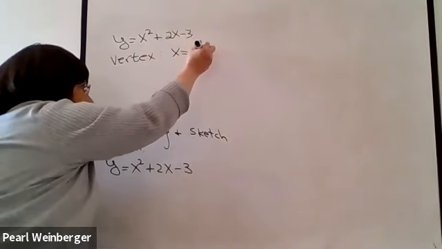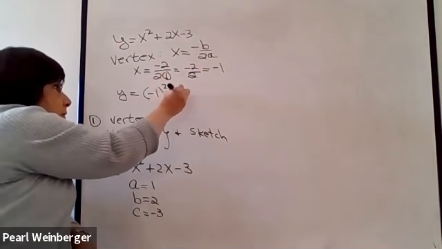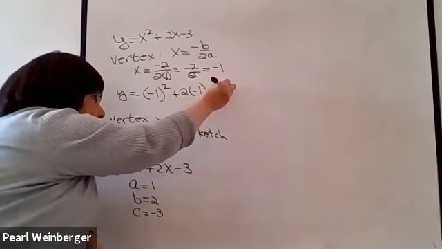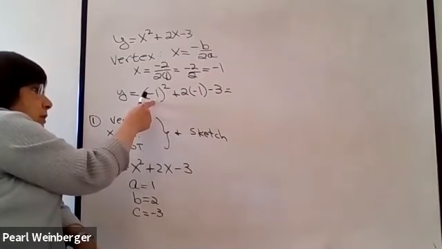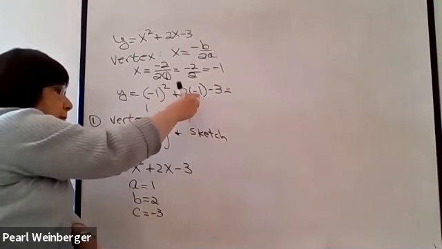To find the y value, we take this answer, negative 1, and put it into the equation. So we get negative 1 squared plus 2 times negative 1 minus 3, which gives us, well, negative 1 squared is positive 1. 2 times negative 1 is negative 2, minus 3. And when I combine all of them, 1 and negative 2 is negative 1, and negative 1 and negative 3 is negative 4.